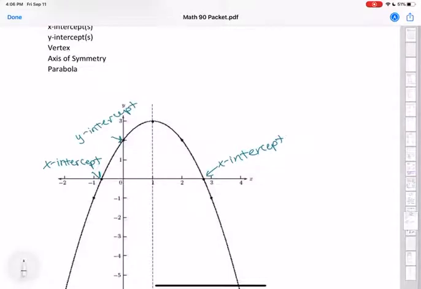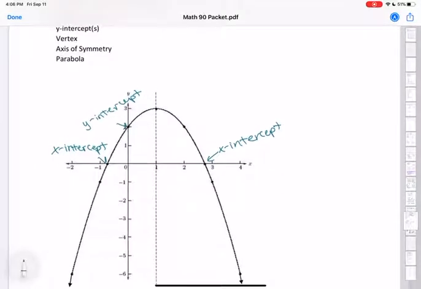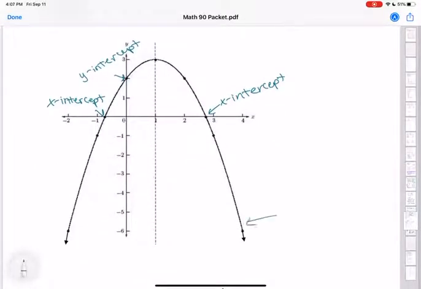The vertex, do you know what that is? The vertex is the highest or the lowest point of your parabola. And parabola is another word that just means your graph. Okay, so that is a parabola, that's what it's called. And your vertex is the highest or lowest point of your parabola. So there's the vertex. And what do we have left? The axis of symmetry. That is this dashed line.